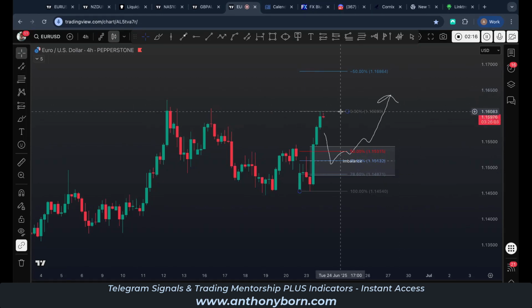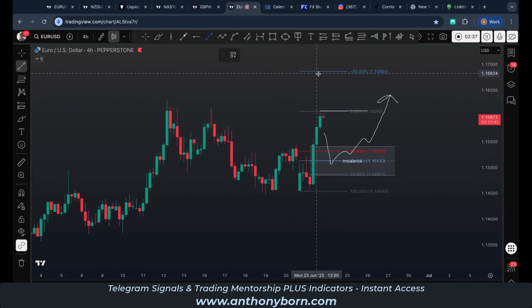All right, and then if that's the case, then I'm going to be looking to get long. Stop under the imbalance. This is my entry, like point of interest area, and targets. Well, target one would be the high here, of course. That's target one, and target two would be up around this. This is an extended move, right?